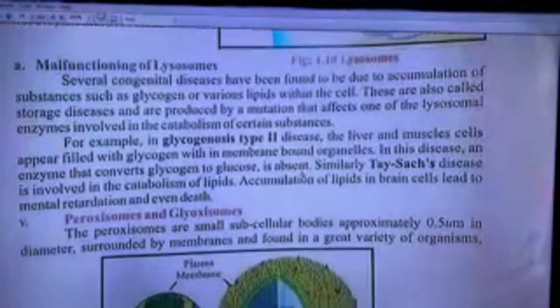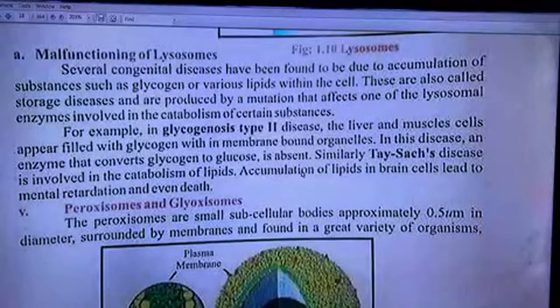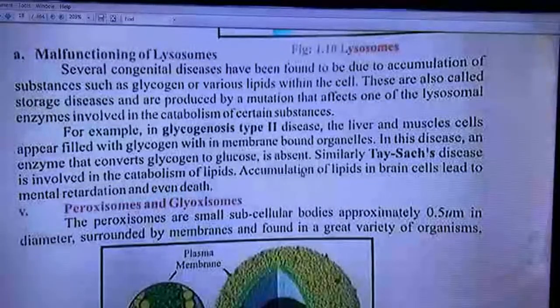Malfunctioning of lysosomes. Several congenital diseases have been found to be due to accumulation of substances such as glycogen or various lipids within the cell. These are also called storage diseases and are produced by a mutation that affects one of the lysosomal enzymes in the metabolism of certain substances.